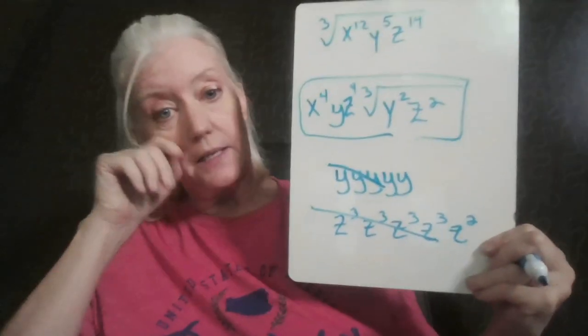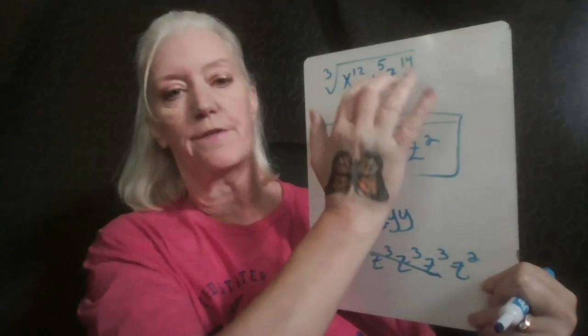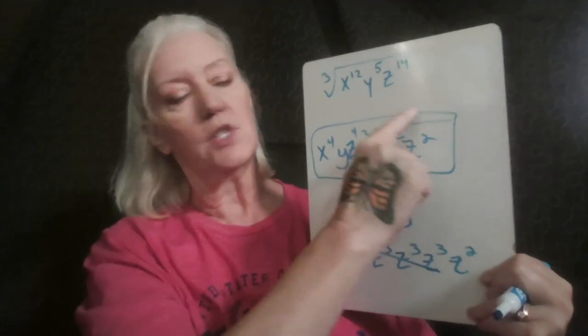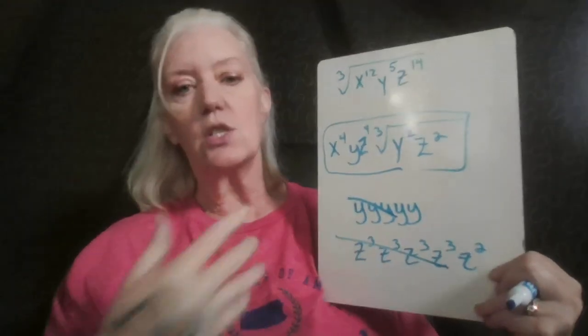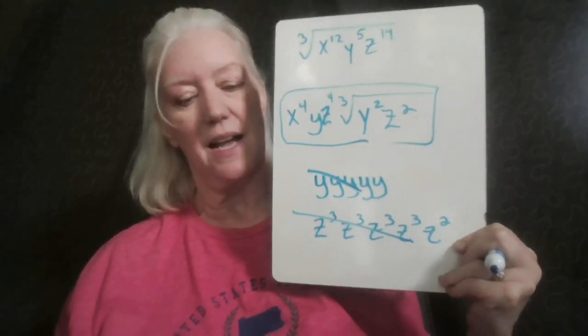So you just have to practice. If this was a 4, you would be putting these into groups of 4 to come out, and then whatever's left has to stay in. So it's just a matter of practicing it and getting used to these different numbers. But it's really not that hard.